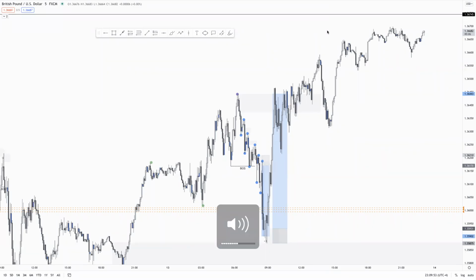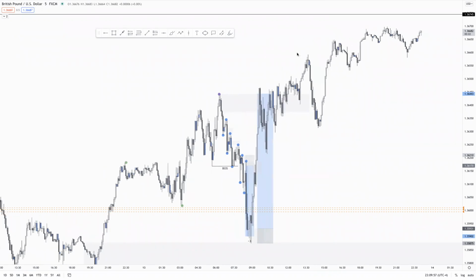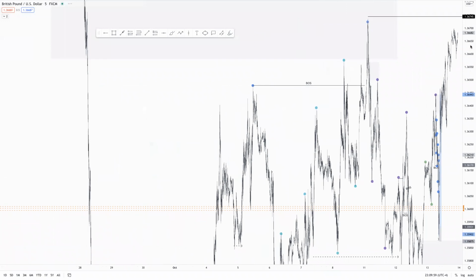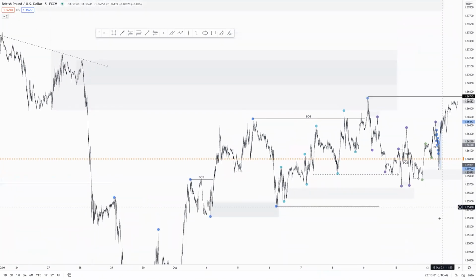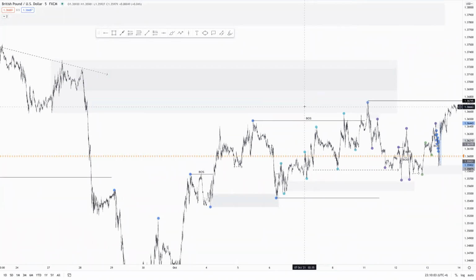Here's a little breakdown on a GBPUSD trade we sent out to our members today. So this is going to be a 5-minute recap video. I want to show you guys how simple this stuff really can be.